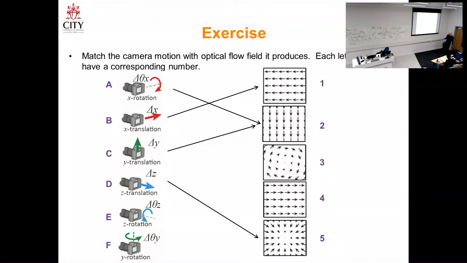So this type of flow, this point here is called the focus of contraction because the flow field is like contracting at the singularity. You can imagine if the camera's going forward, this flow field's going in the opposite direction. It's called the focus of expansion, just in case you're curious.